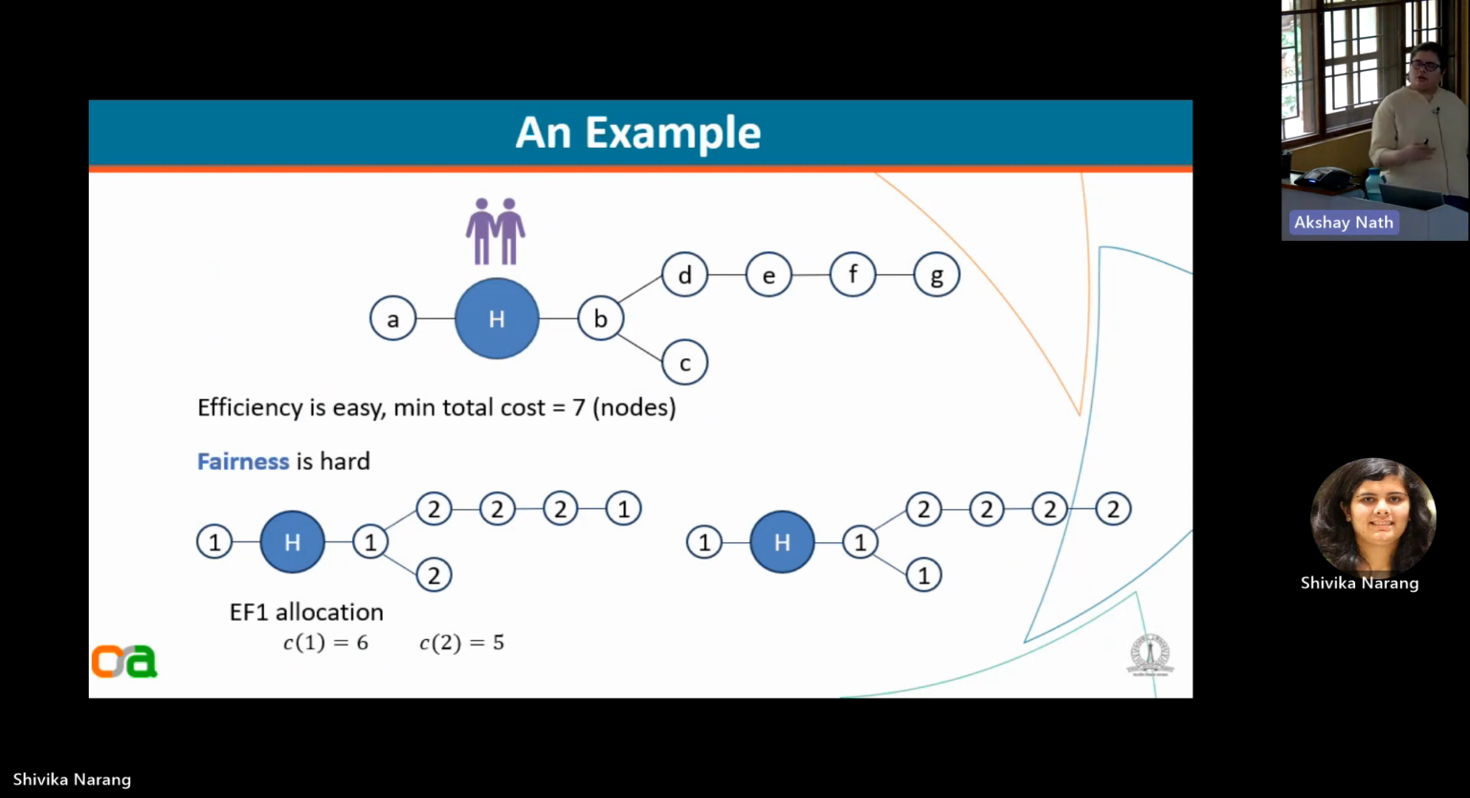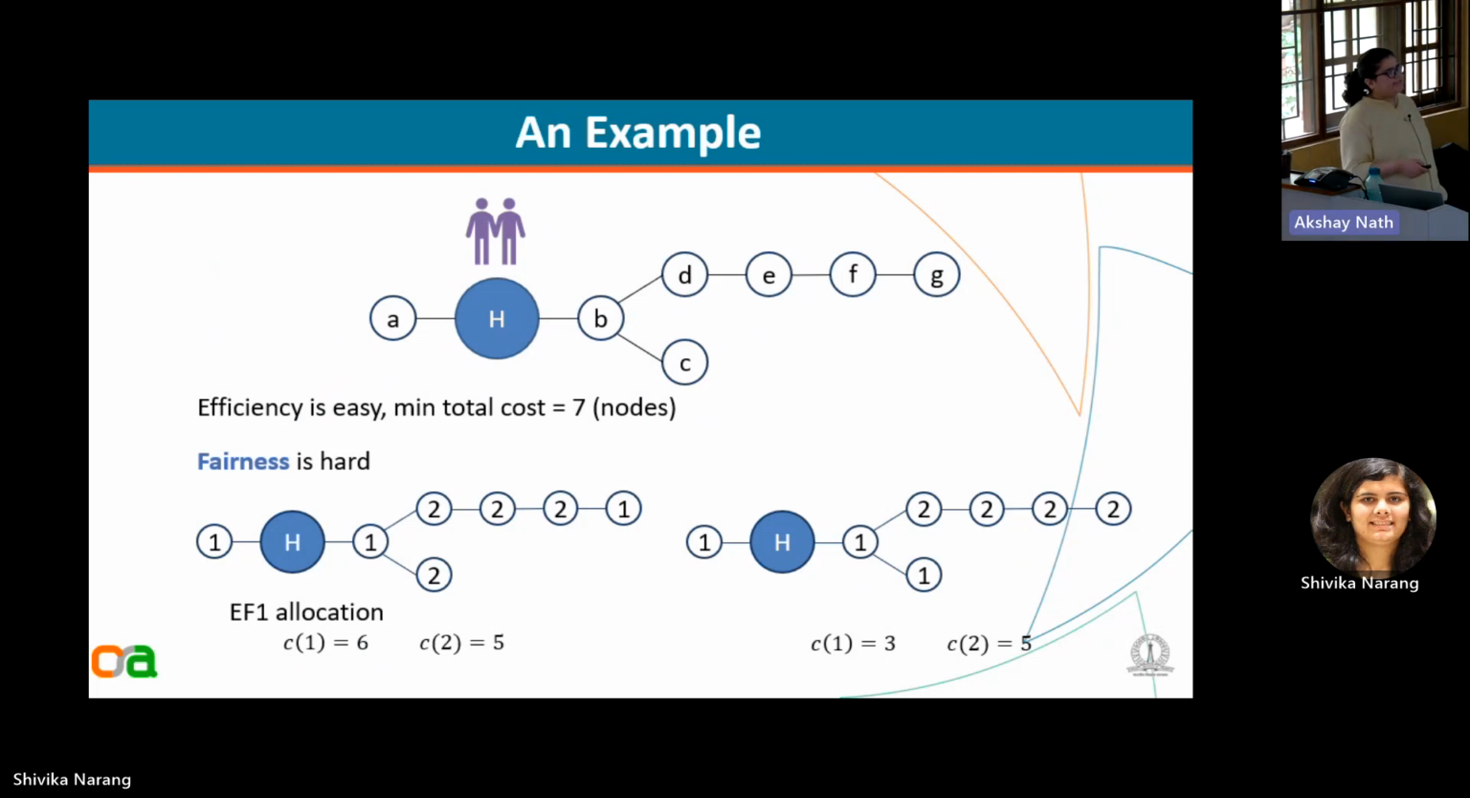This is called a Pareto dominating allocation for the old one. And here, agent 1 has significantly lesser cost without an increase to agent 2's cost. So this is much more efficient, right? This is Pareto optimal, actually.